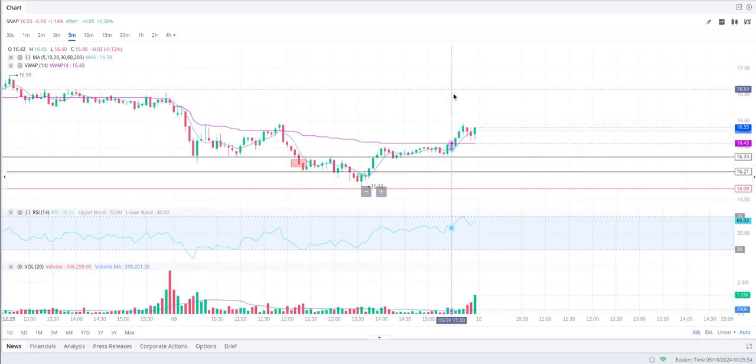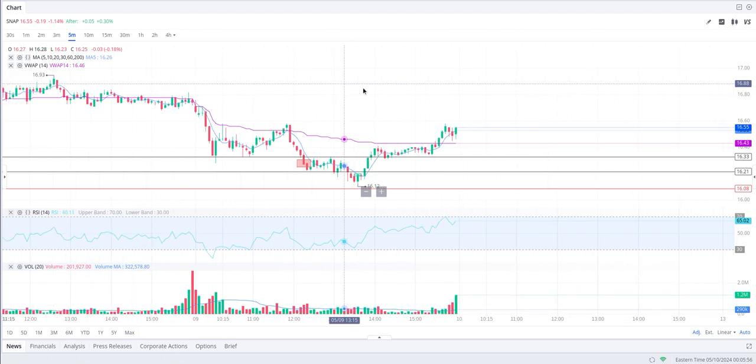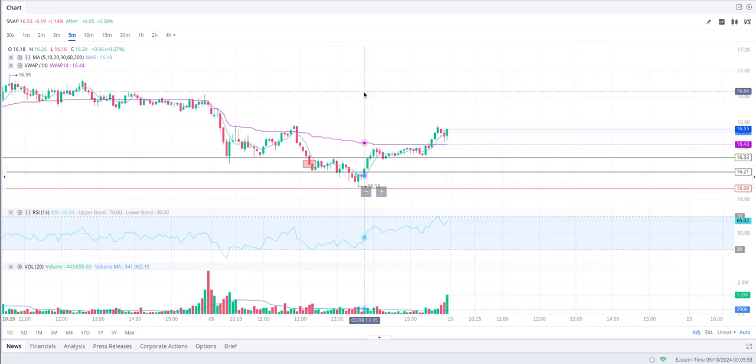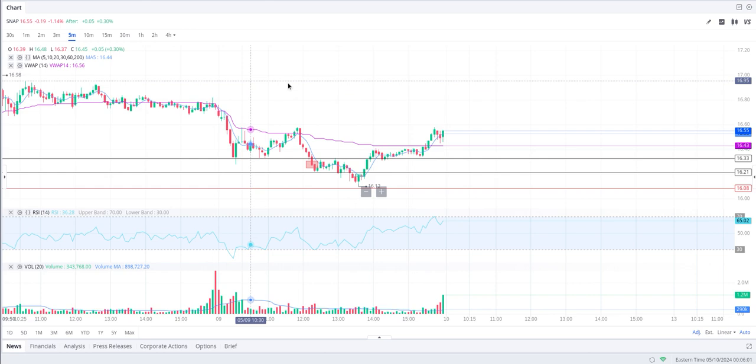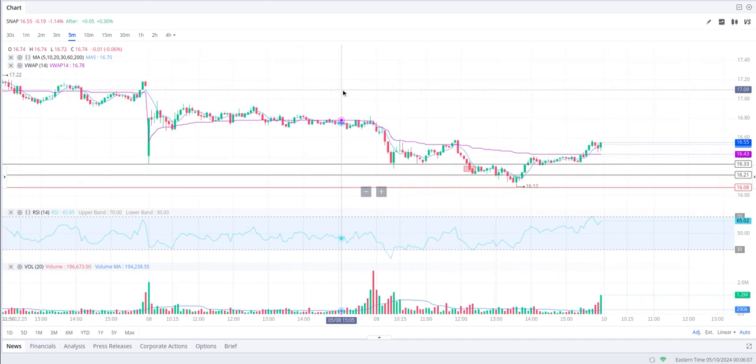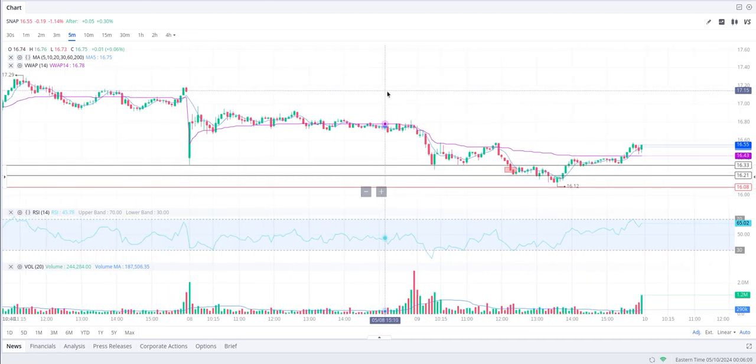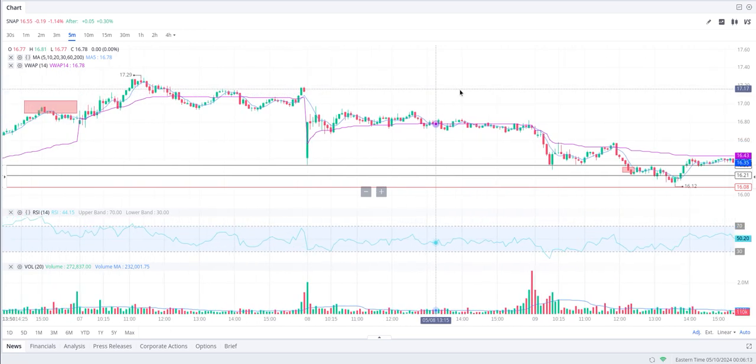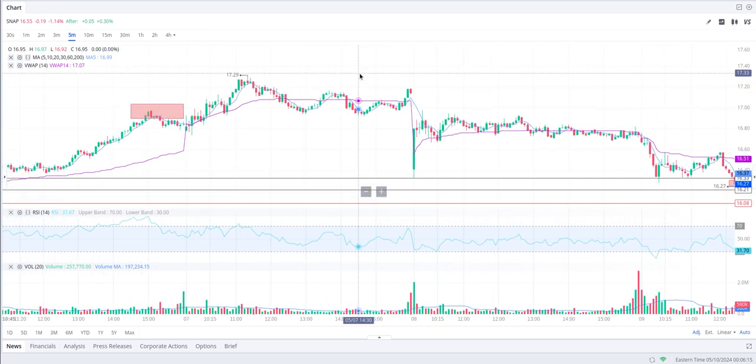Snap. Snap has been pissing me off for like 2 weeks. I've been trying to short this thing ever since post earnings, but I gotta give it credit where credit's due. This is a very strong stock, moving right now. The reason why I first started shorting it last week, let's see, was because of RSI.